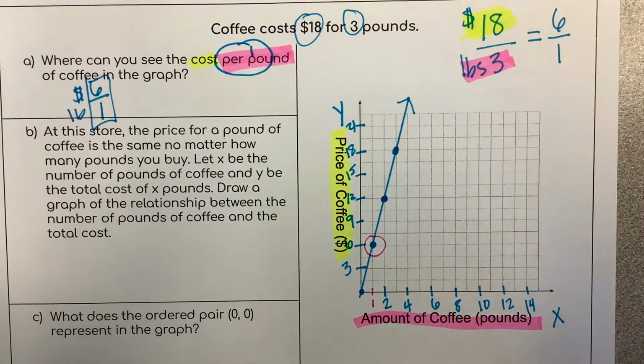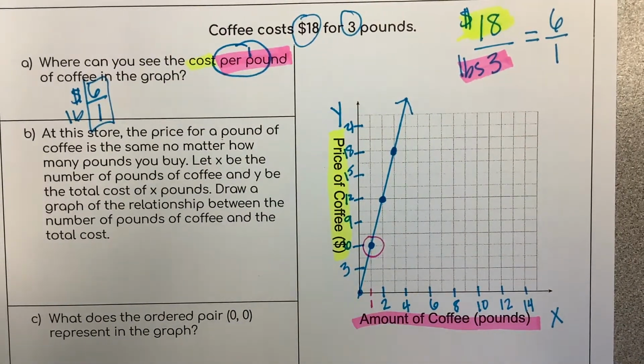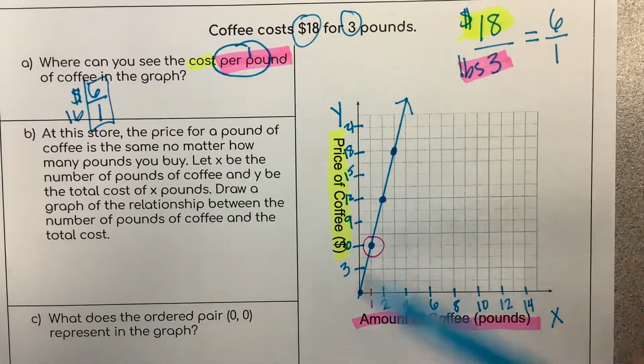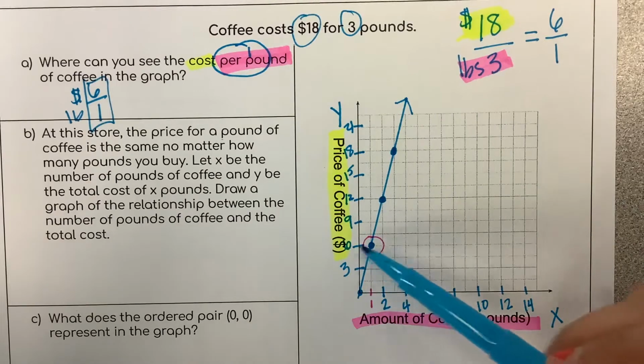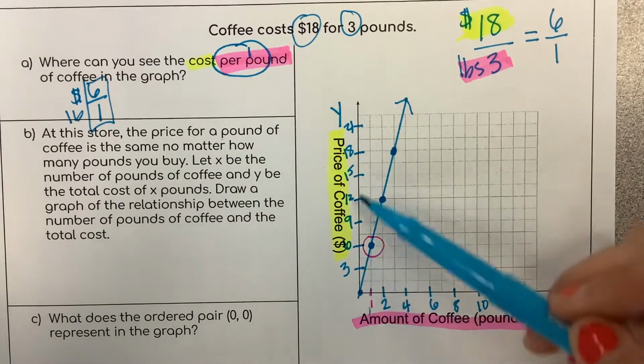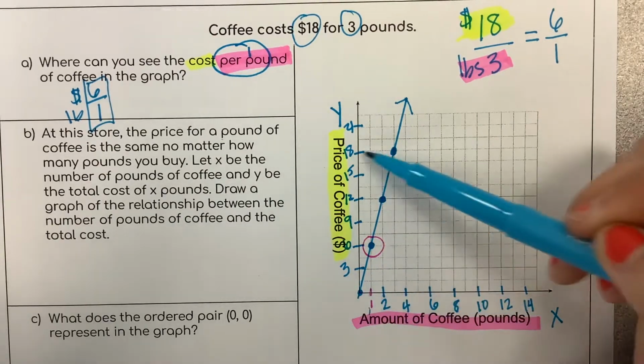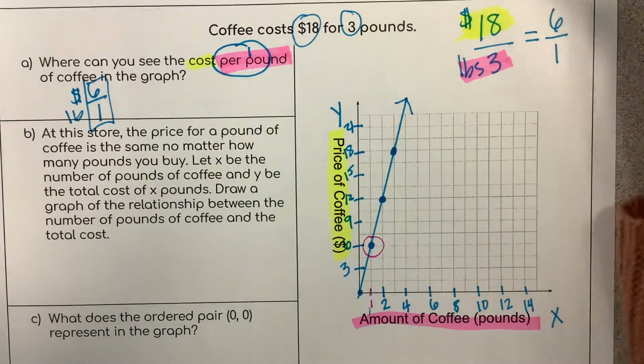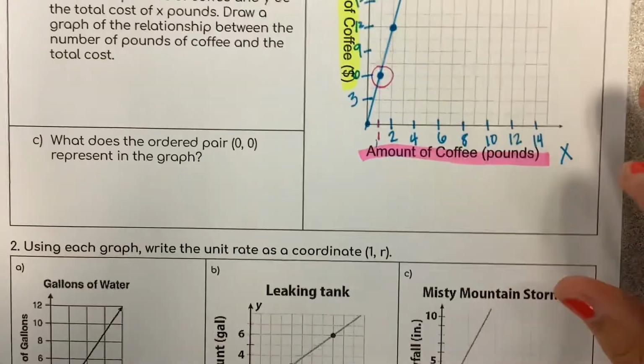At this store, for part B, the price for a pound of coffee is the same no matter how many pounds you buy. Let X be the number of pounds of coffee and Y be the total cost of X pounds. Draw a graph of the relationship between the number of pounds of coffee and the total cost. That's what we already did here, okay? So all of this labeled here is showing that ratio. It's the same each time. 6 over 1 simplifies to 6. 12 over 2 simplifies to 6. 18 over 3 simplifies to 6, and it would if we continued this line on further.